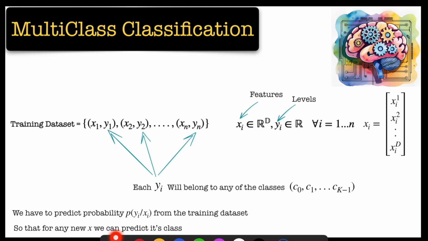In binary classification we have seen there are only two classes, one is a success, one is a failure. We can represent them as 1 and 0 or 1 and -1. For multi-class classification, we have k classes, so the yi's, the output labels, will be any of the classes. We have to predict the probability p of yi given xi from the training data set, so that for any new x we can predict its class.